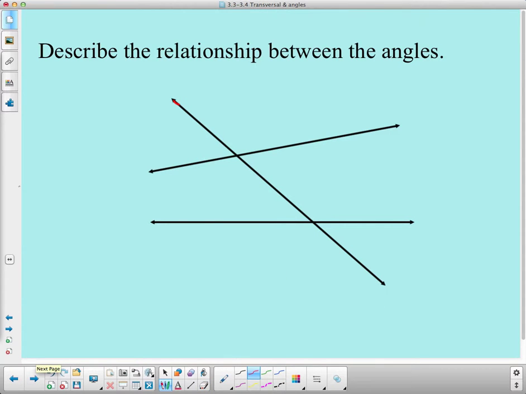Okay, next one, let's go with angle 1 and angle 2. What kind are they? You're close, but not quite right. Everybody's giving me some kind of an interior answer. Some are saying alternate interior and some are saying same side interior. So are 1 and 2 on the same side of this transversal? No, so it should have been alternate interior.